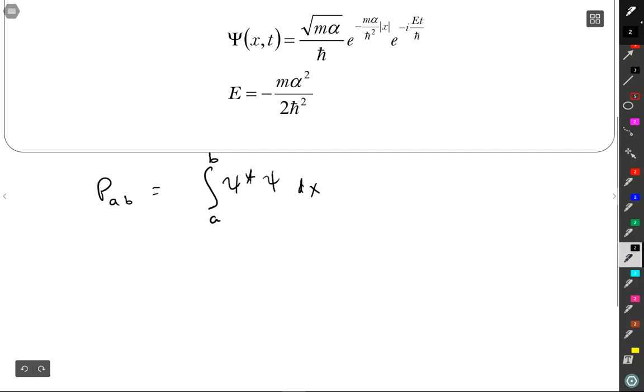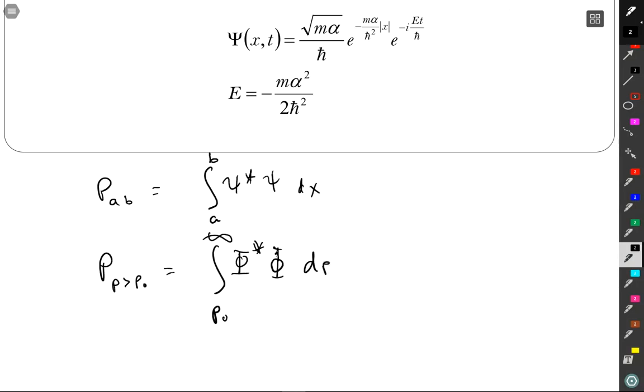I did that. That was the probability of being between A and B in position space. Now I want to do the probability of momentum greater than momentum zero. So that should be the integral. What should my lower limit be? P0. My upper limit, infinity, because it's just greater than P0. But then I need to have the momentum space dp, right? Because I want to find the probability of being above p, I'm going to have a momentum space function.